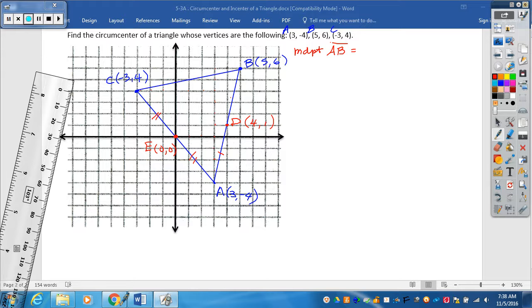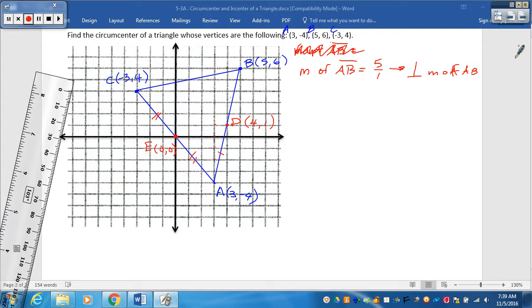All right, now from here I'm just going to get rid of this, I wrote that on the graph. I'm going to figure out a line perpendicular to AB and then construct that from point D. So if I do the slope of AB, 1, 2, 3, 4, 5 over 1, the slope of AB is a positive 5 over 1. We talked earlier this year that the perpendicular slope of AB is going to be negative 1 over 5.